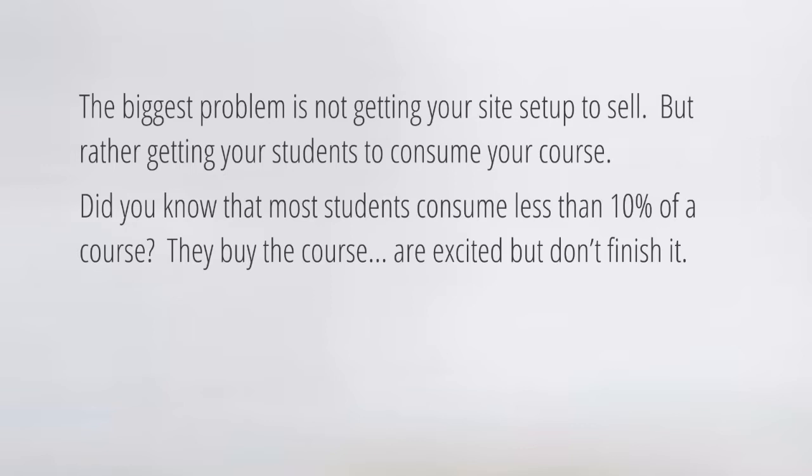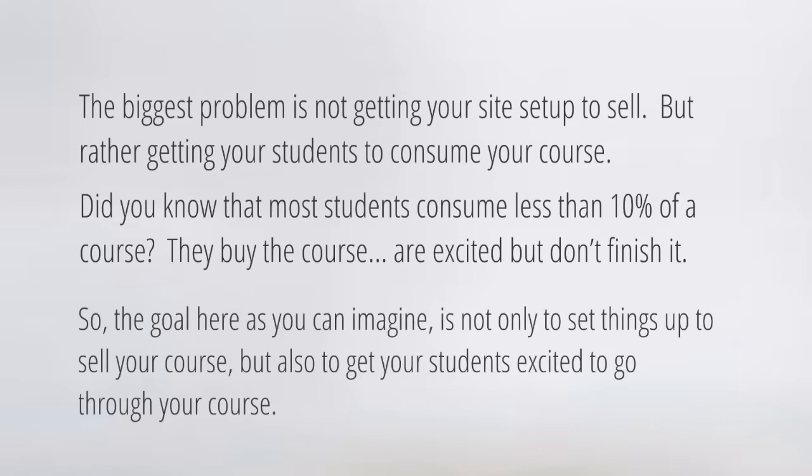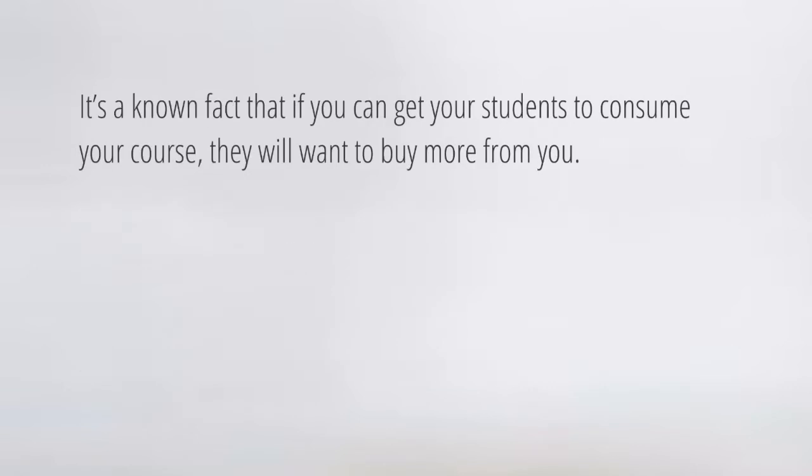So what happens is they buy a course, they're excited about it, but they just don't finish it. So you might have people finishing your course, but let's say out of 100 or even out of 1,000 people, that number actually becomes very, very small. And there's a big reason for that, which we'll touch base on in just a second. So the goal here, as you can imagine, is not only to set up your online course onto your WordPress site and set it up so that you can start selling it, but also to get your students excited to go through your course. And here's why.